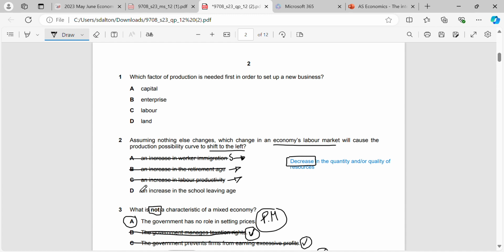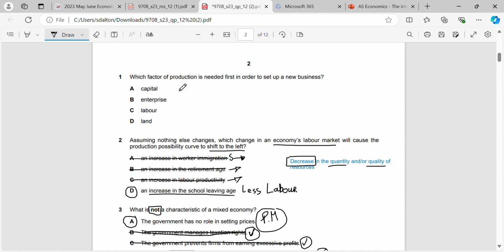But if we have an increase in the school leaving age, that would decrease the quantity and or quality of resources. We would have less labour available through increasing the school age, because people would be forced to stay in school for longer periods of time, and they may not leave school early to go and join the workforce, which is what they may have done previously before the government increases the legal age to leave school.